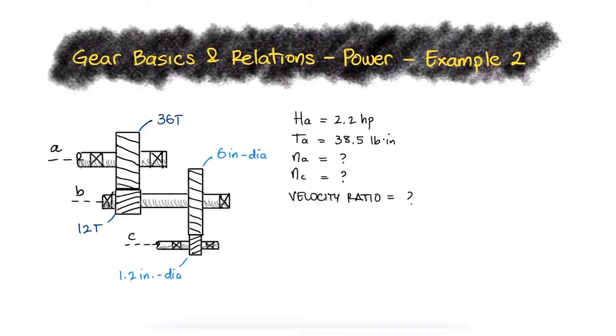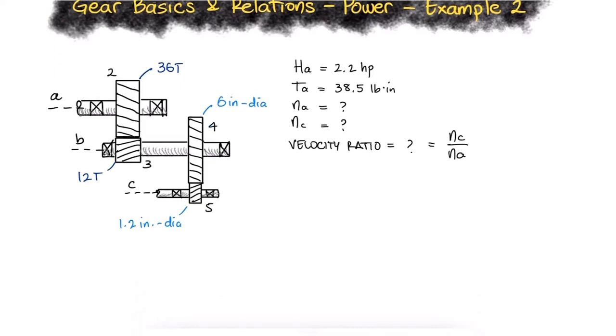Notice that the velocity ratio, which is the output velocity over the input velocity, or RPMs, could be calculated from the information about the number of teeth and the diameters of the gears. We wouldn't need the information about the torque and the power. However, since we also want to know what the input and output speeds are, we'll find those first and use their values to calculate the velocity ratio. We'll label the gears just as I explained during example 1.